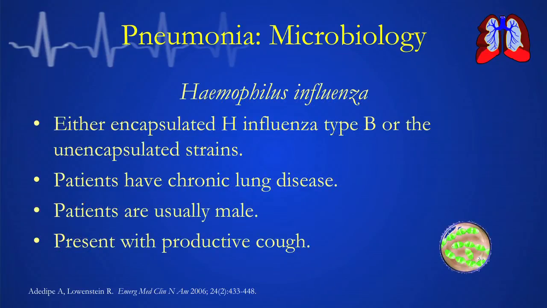Haemophilus influenzae, either the encapsulated H. influenzae type B or the unencapsulated strains. These are the patients that have chronic lung disease, but a lot of elderly have it. They have COPD, emphysema, chronic bronchitis. They're usually male. They usually present with a very productive cough.